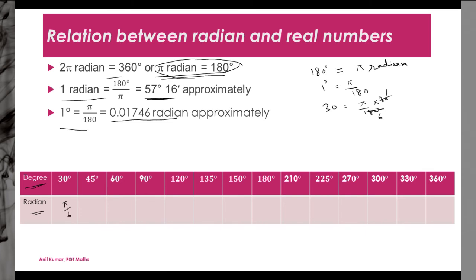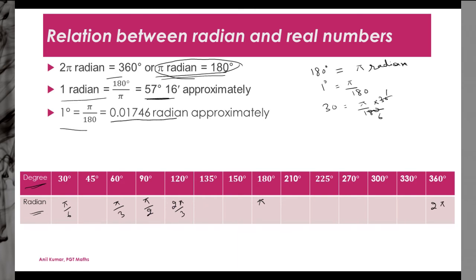So 30 degree is pi by 6, 60 will be double of that, that is pi by 3. 90 degree will be 3 times of that, that is pi by 2. Then 120 will be double of 60, 2 pi by 3. Then 180 we can write down, double of 90. 180 degree is equal to pi radian and 360 degree will be equal to 2 pi radian.